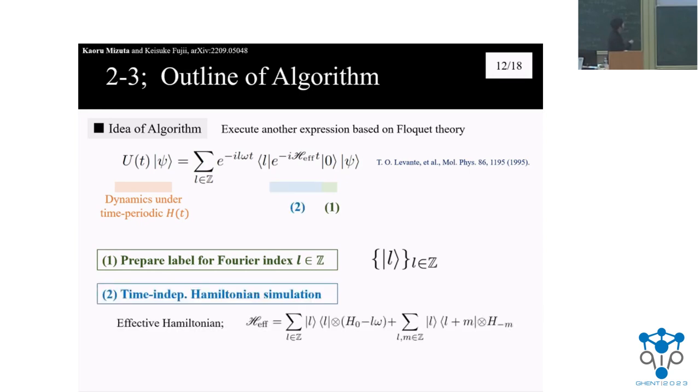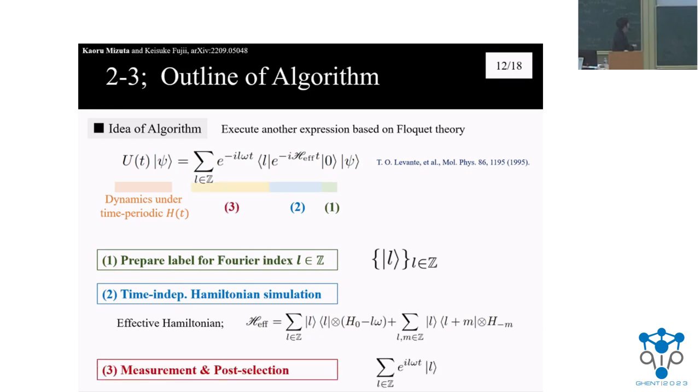Second, this is a remarkable point. We can calculate the dynamics under a time-periodic Hamiltonian by time-independent Hamiltonian simulation. Here, the effective Hamiltonian H effective involves the Fourier index L and the Fourier component Hamiltonians H0 and Hm. Finally, we make a measurement on the Fourier indices, so that the state is projected to this superposition. Since we can compute the dynamics under a time-periodic Hamiltonian by time-independent Hamiltonian simulations, we can expect that time-periodic Hamiltonians can be simulated as efficiently as time-independent cases.